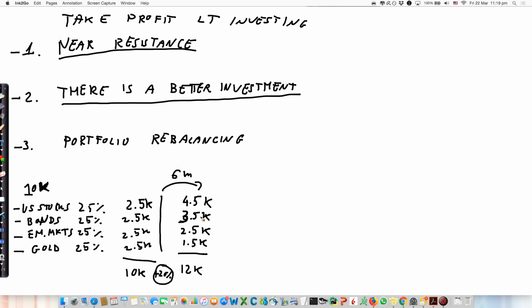Now the idea is that you want to keep the same proportions that you had here. That in this case was an equal allocation. Why that? Because you want to sell what was outperforming and you want to buy what was underperforming. So in terms of long-term investing, you are buying cheap and you are selling the winning stocks. So you hope that in the future the gold will be the one going up, and it's maybe more likely that US stocks, for example, will go down because they made already some profit.